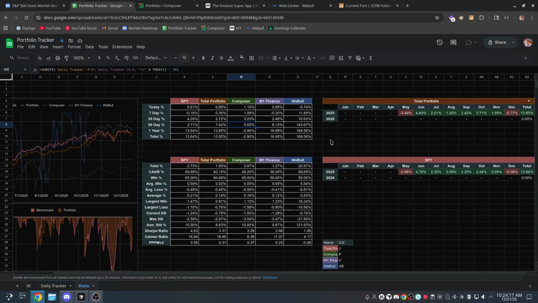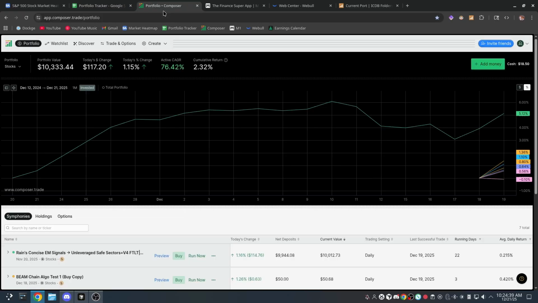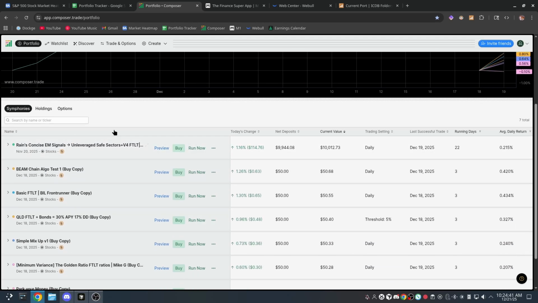Now, you might say, okay, then look at total percent. The problem is this is going back to May 19th, and we had a lot of changes before then. So even 90 days is questionable. That's why I'm trying to not do any crazy changes to the Composer portfolio, but I think I'm going to stick with this Reigns Concise as my main driver of the portfolio.